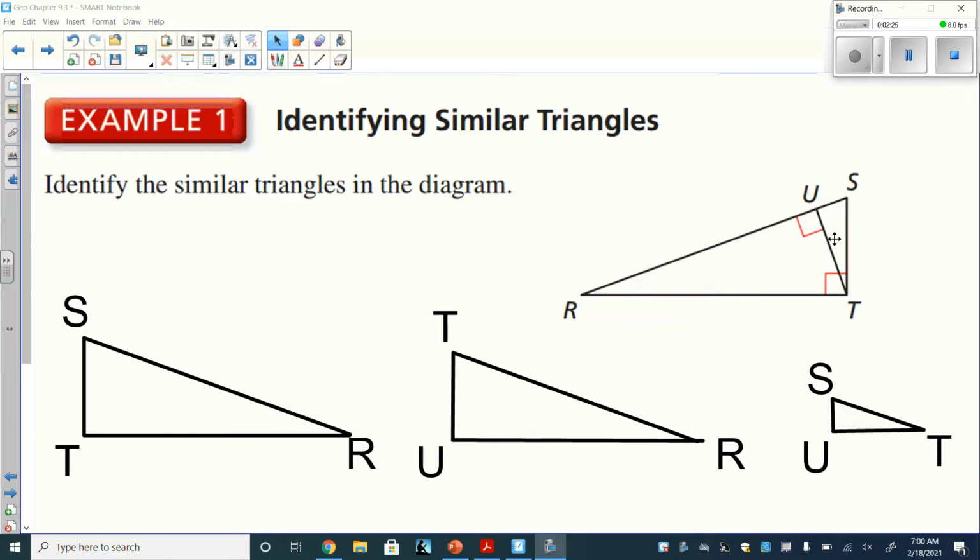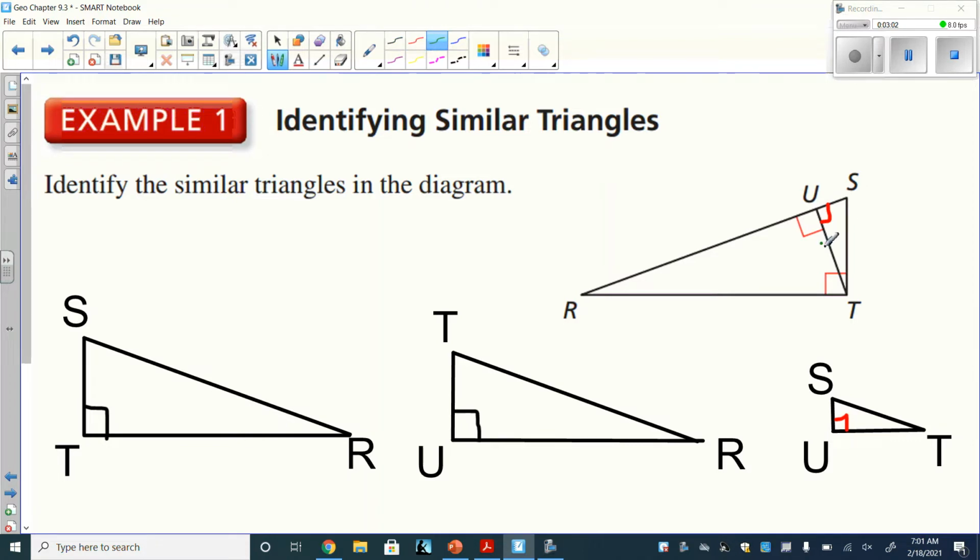So when we look at this one triangle here, we have the big triangle, STR, where angle T is our right angle. Then we have another triangle here, TUR, where angle U is our right angle. And it doesn't directly show it in the picture, but this here would be a right angle because we know that any two angles that make a straight line add up to 180. So this angle here is our right angle.